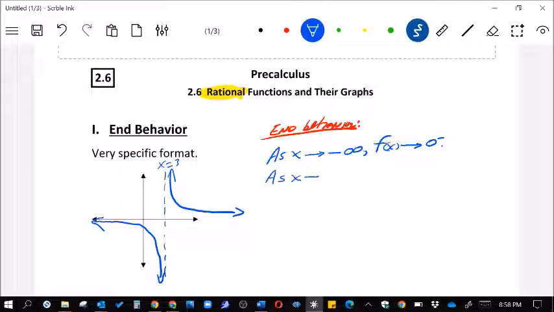As x approaches 3 minus, and that minus means approaching it from the left, the function of x approaches negative infinity. I think I'm going to rewrite that in black. And the reason I'm going to do that is I'm going to show where these are on the graph by virtue of color.